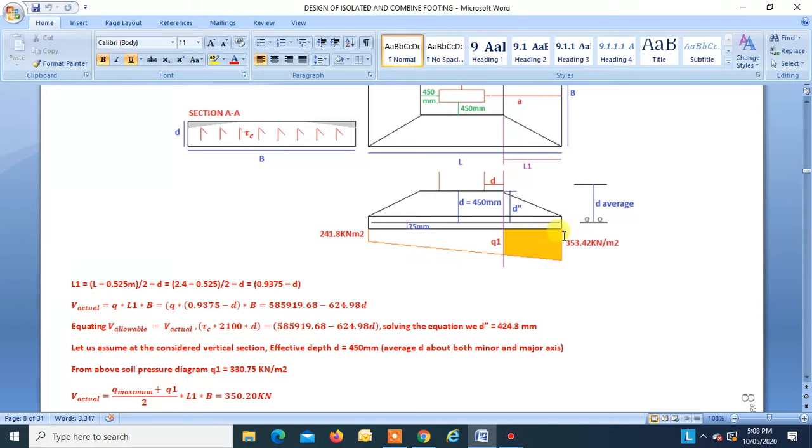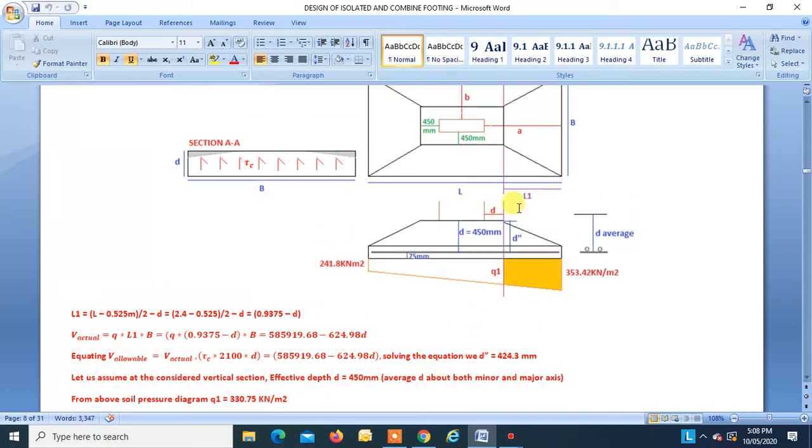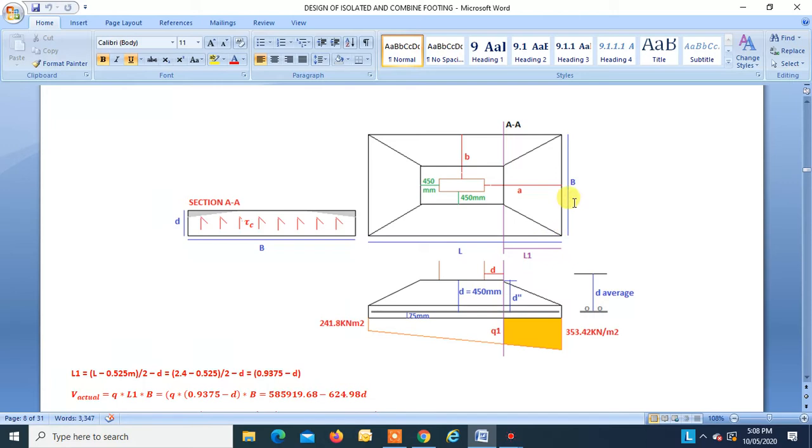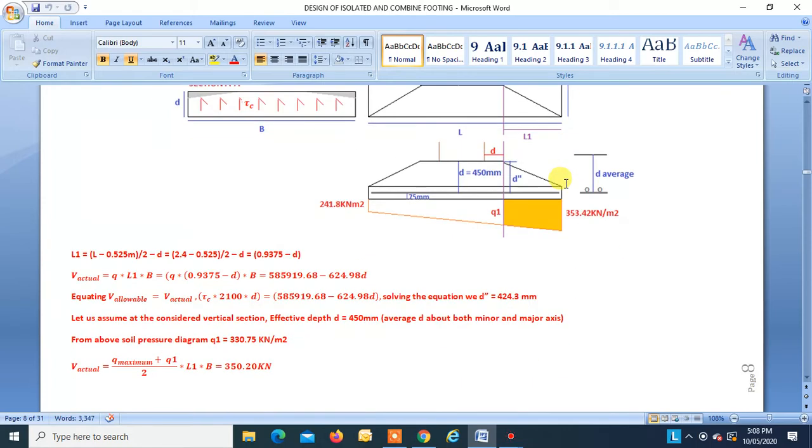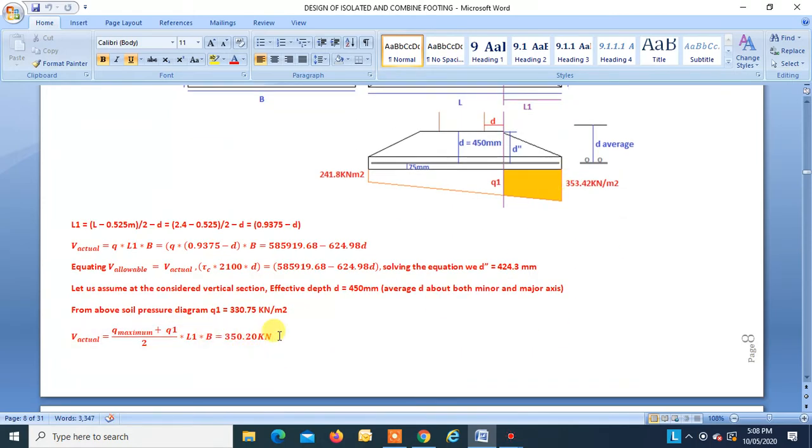Now, once you know this Q1 and this Q max, you can find the V actual over here. V actual will be the average of these two, Q max plus Q1 divided by 2, into this area, the area under which the soil pressure is acting. This is our section. So we have to find the V actual for the upper soil pressure acting below this area, right? So Q into L1 into B. That is equal to 350.20 kilonewton.